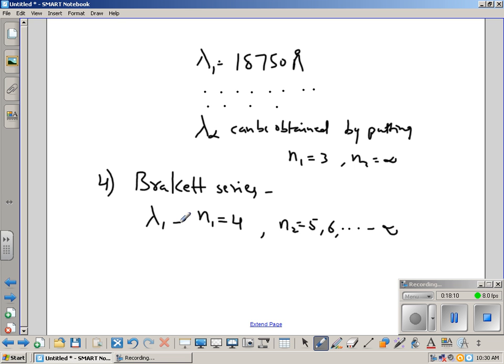This is for lambda 1, then lambda 2, n2 is equal to 6. You can calculate all the wavelengths in this way. Lambda 1 can be obtained for n1 is equal to 4, n2 is equal to 5. Lambda 2 can be obtained for n1 is equal to 4, n2 is equal to 6, and so on. The limiting member can be obtained for n1 is equal to 4, n2 is equal to infinity.